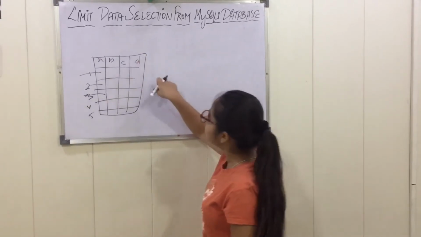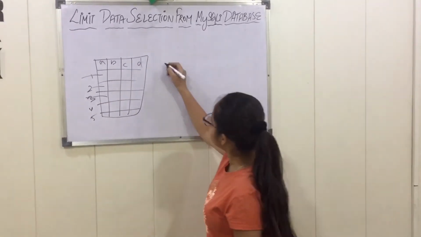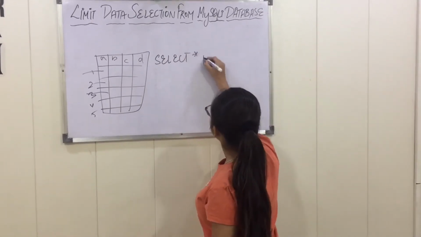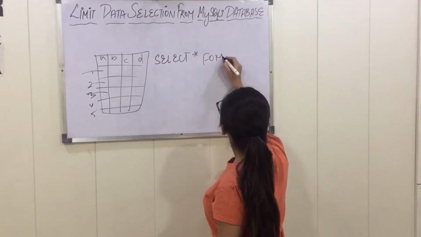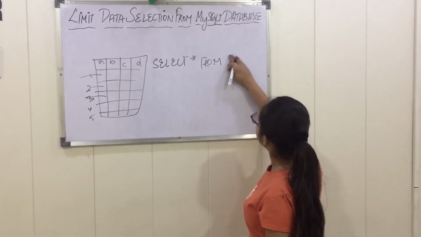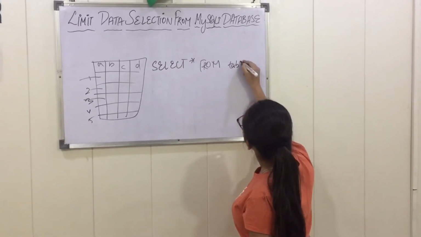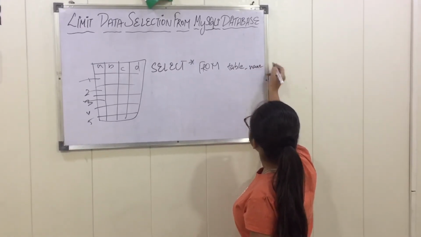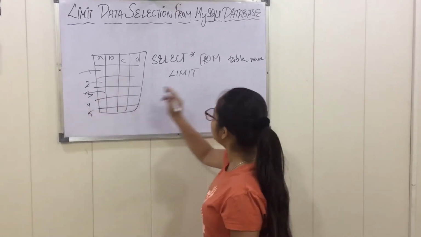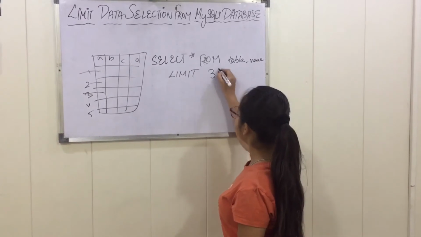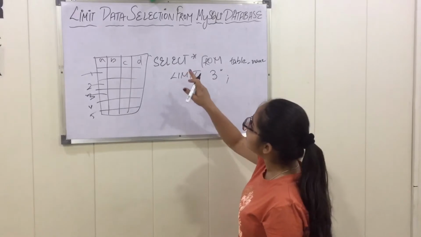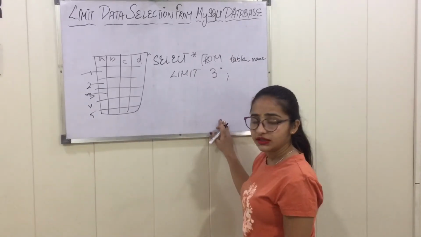For the limit data selection, our syntax is: select star from, after that the table name. Suppose my table name is TB. After that we will put limit. After that, I need only 3 rows to be printed, so I will write here 3 in double quotes and then a semicolon. So this is the syntax for using limit data selection from MySQLi database in PHP.